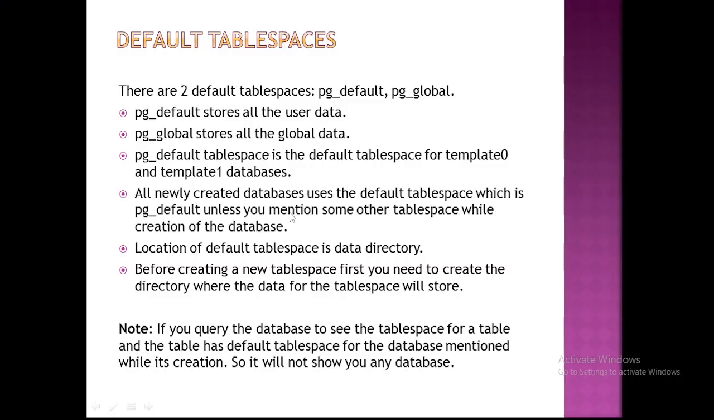Okay, so all newly created databases use the default table space, which is pg_default, unless you mention some other table space. Okay, so if you do not mention one, it will show pg_default. So the location of your default table space is the data directory, which I already showed you. Before creating a new table space, first you need to create the directory where the data files for the table will be stored.